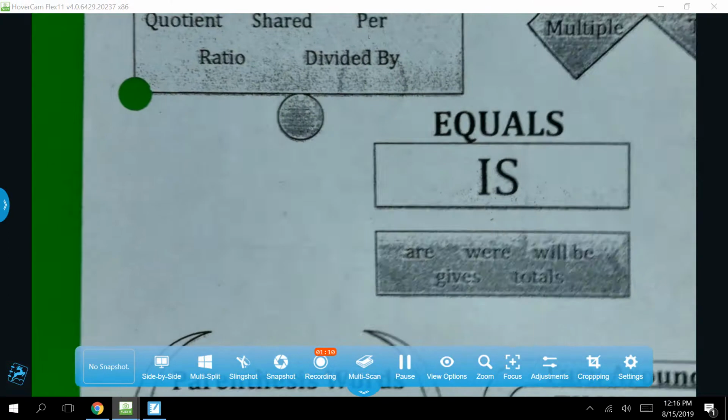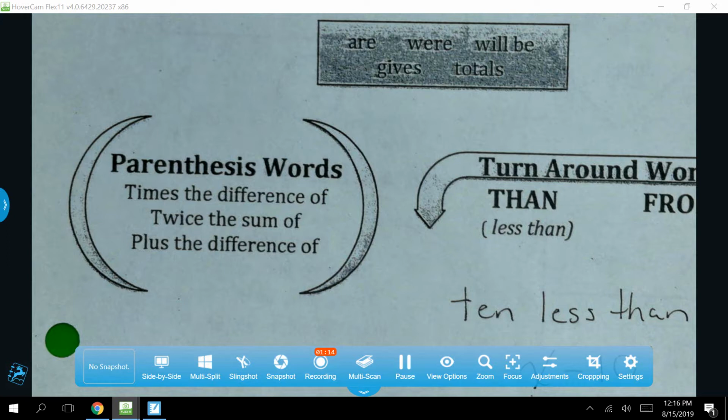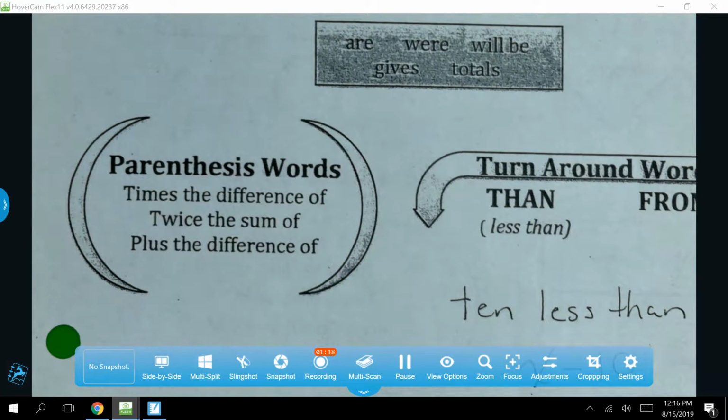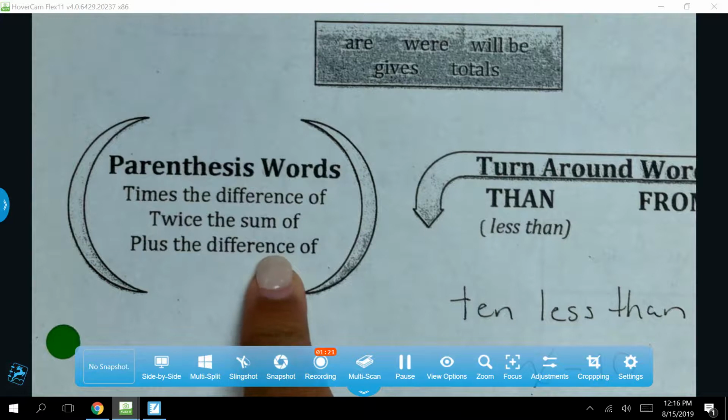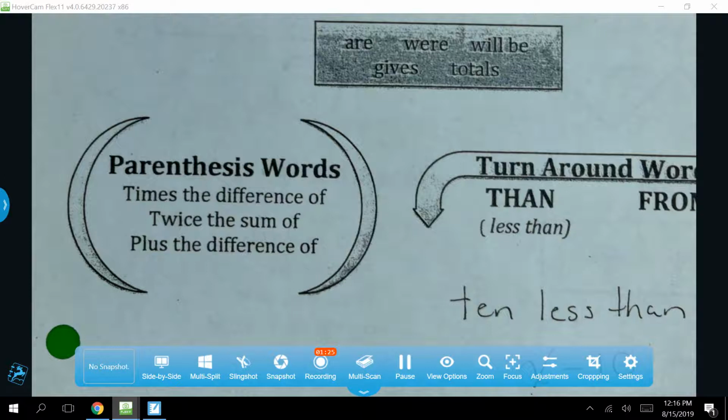And then down here, you have parenthesis words and turnaround words. So these parenthesis words, if it tells you times the difference of 6 and 7, or twice the sum of 2 and 5, or plus the difference of 1 and 2, that means you're going to put those two numbers in parentheses. Okay? So it's going to tell you that you have to do that operation before you can move on to the other operations.